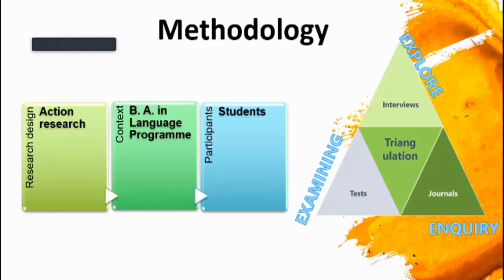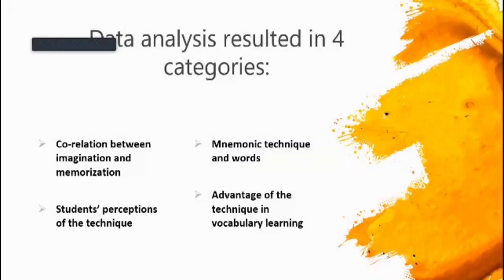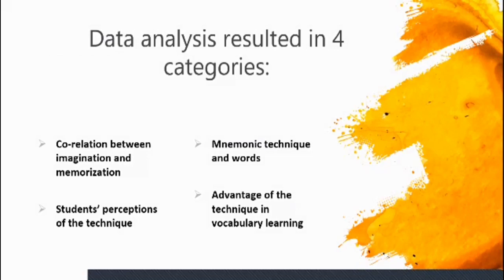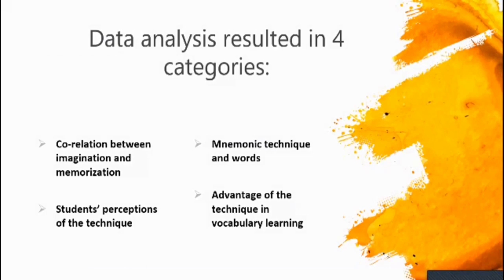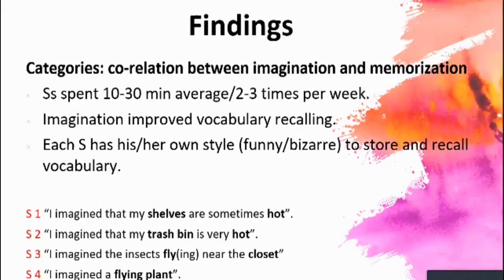After this implementation, we found 4 categories that I'm going to mention. The data analysis resulted in 4 categories. The first one, the correlation between imagination and memorization. Number 2, students' perception of the technique. Number 3, the mnemonic technique of the words. And finally, the advantage of the technique in vocabulary learning.